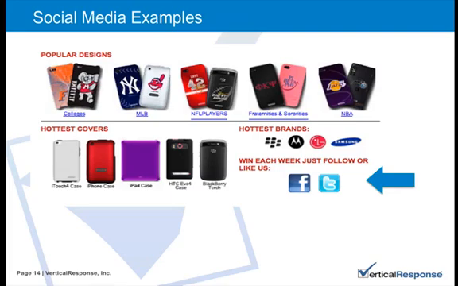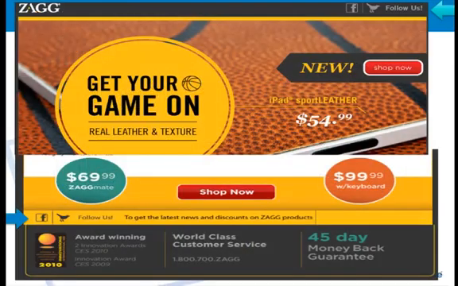So just by having these buttons in here, people can follow them on Facebook or Twitter and be entered to win their own cell phone cover. That's a really good example to get people to click through and follow you on social media. This is another company that has lots of social media icons. They have them at the top and they have them at the bottom to get people to follow them. At the bottom, they also say to get the latest news and discounts on their products, you can follow them on Facebook and Twitter.